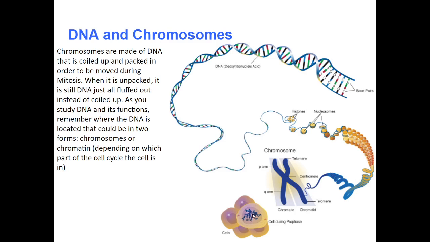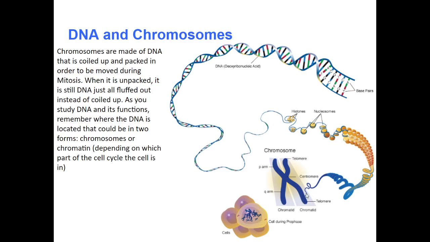So in terms of the cycle of the cell, we don't see chromosomes very often. Mostly it's in the form of chromatin, T-I-N. But I want to tell you that what you're looking at here is packed up DNA. Chromatin is the unpacked DNA, so it kind of looks more like this. It's all kind of fluffed out. But here it's packed up and ready to go.